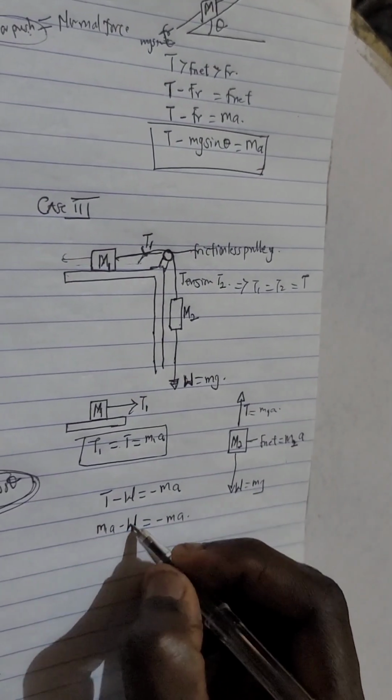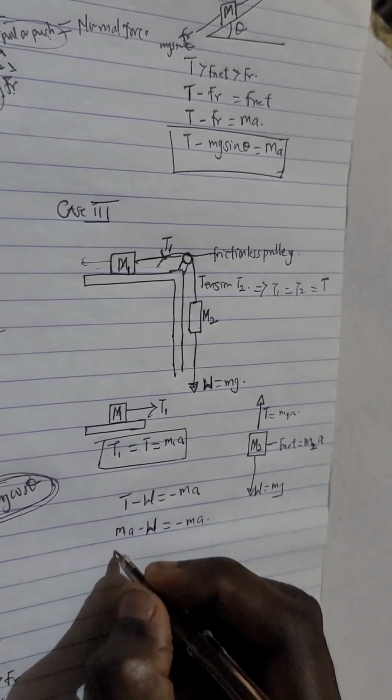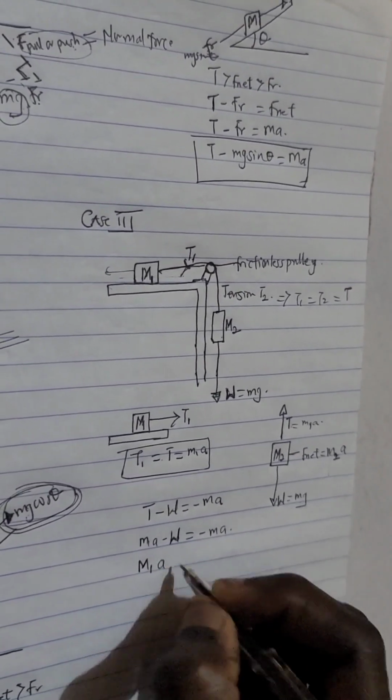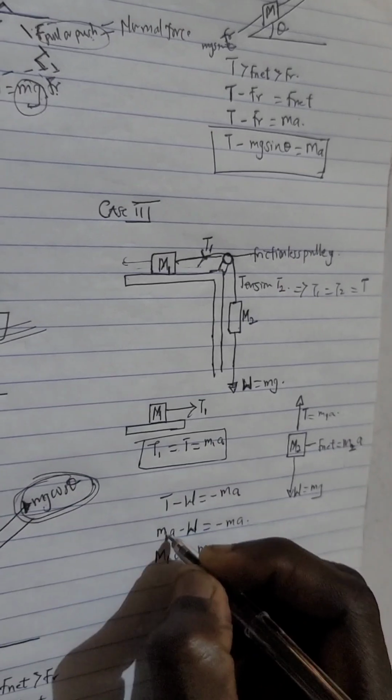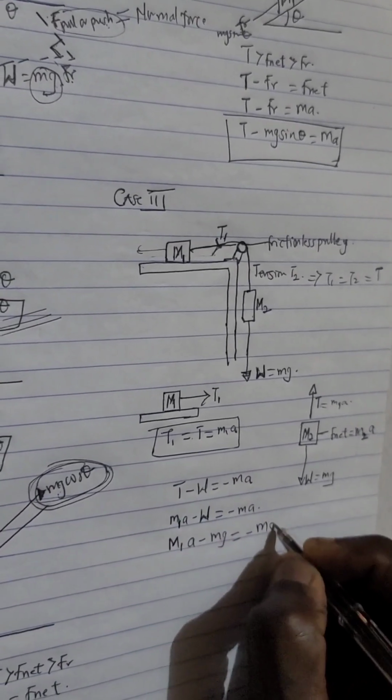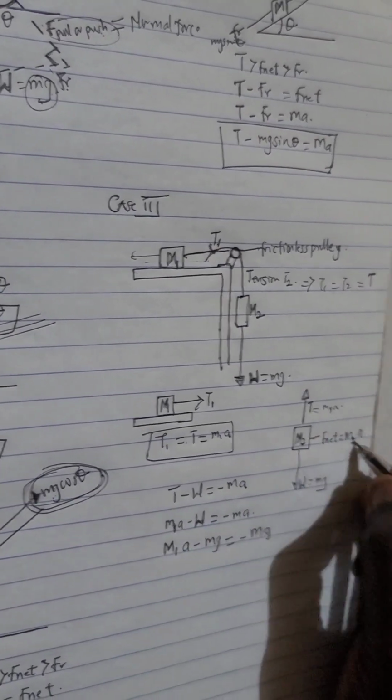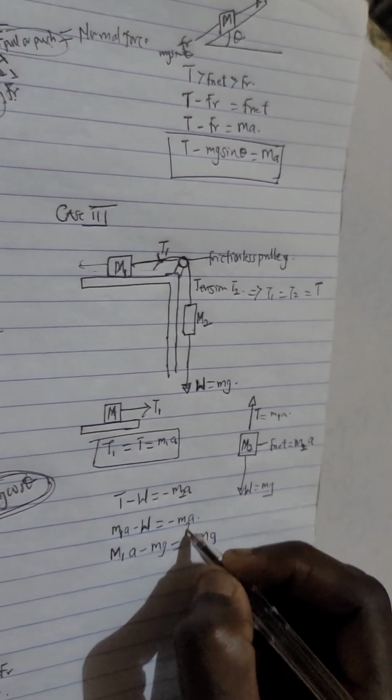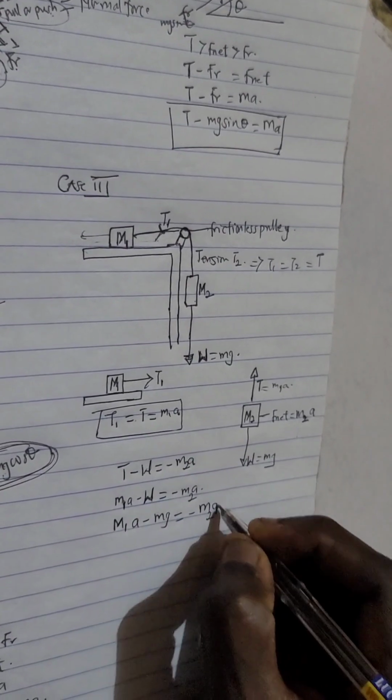Here, our W is what? Mg. We now insert it. We now have M1A minus Mg equals to minus MA. But here, this net force is M2. This is a mistake. M2. It will now be M2A.